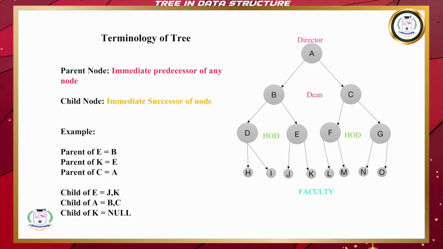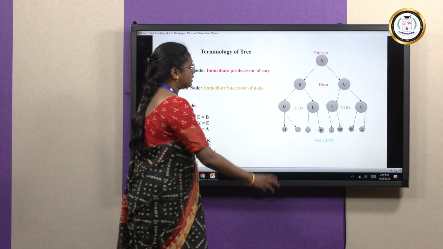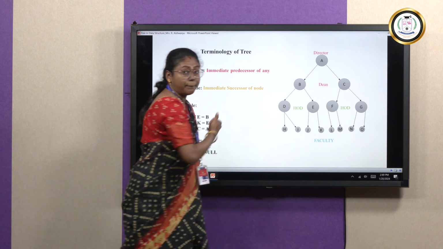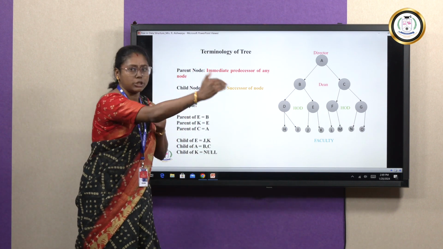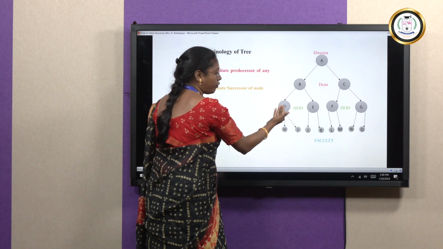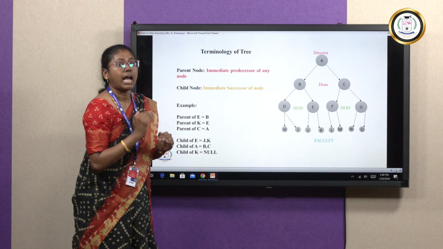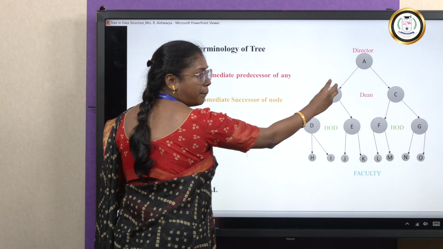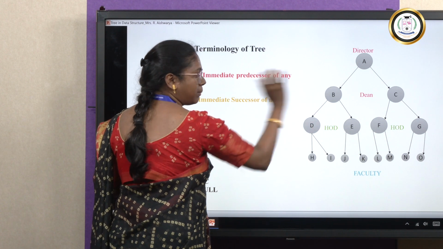The next one, parent node. Very, very important. Here, parent node is nothing but the immediate predecessor of any node. For example, if I am asking what is the parent of D? The parent of D is nothing but B. Predecessor means a previous node, immediate previous. You can say this is a previous node for the particular D, but I am telling immediate predecessor. So for D, the immediate predecessor is B. So the parent of D is nothing but B.